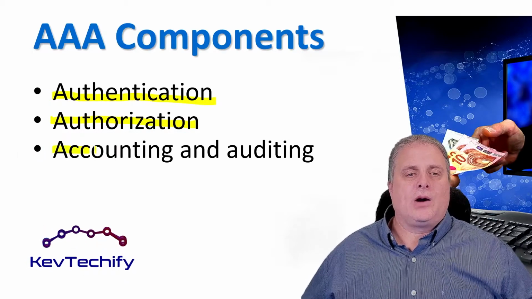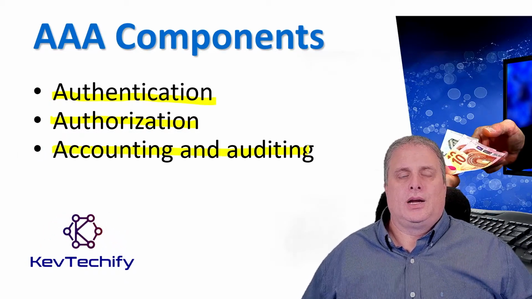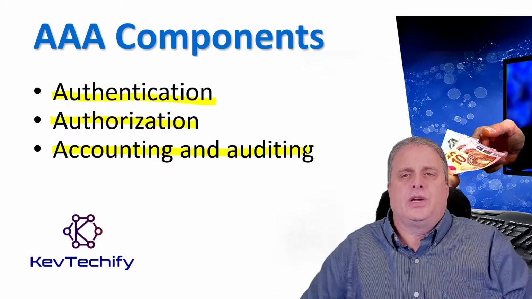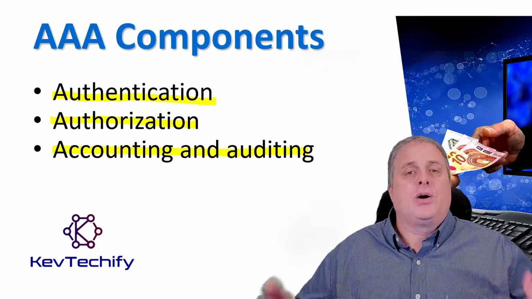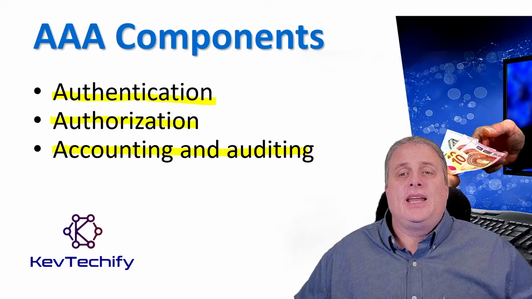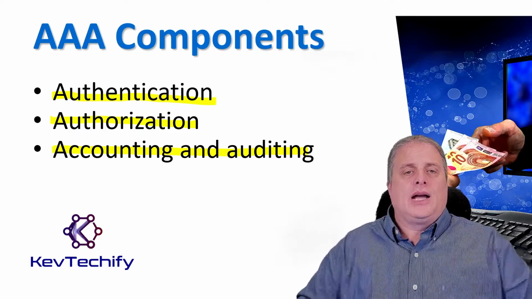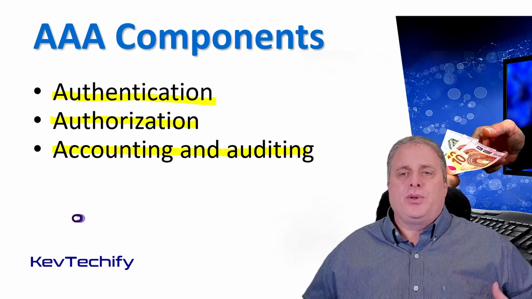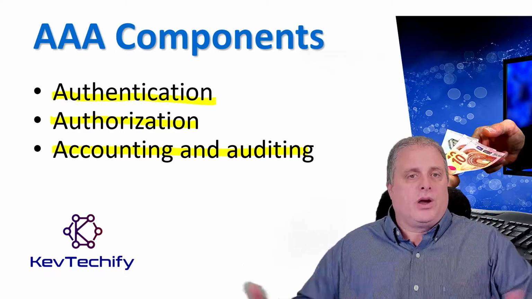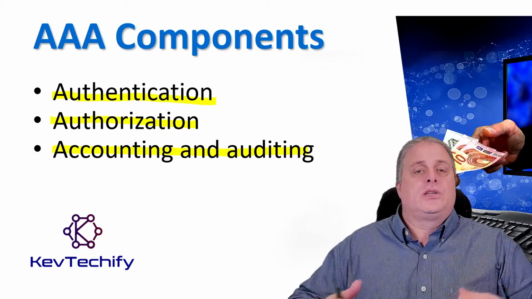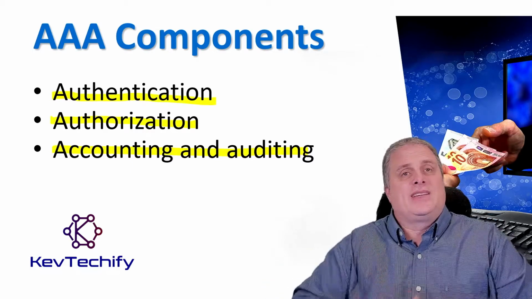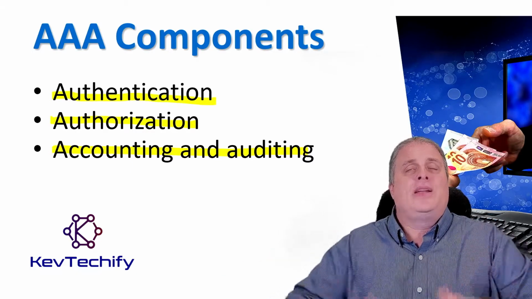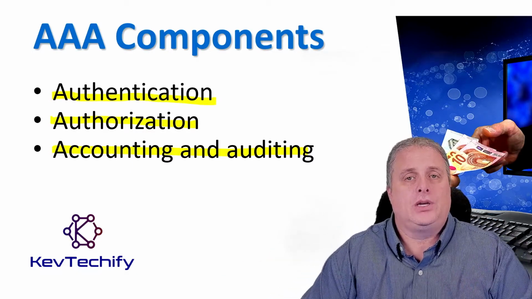And then we have accounting and auditing. Accounting records what the user does, including what is accessed, the amount of time the resource is accessed, and any changes that were made. Accounting keeps track of how the network resources are used. An example here is the user that we're going to call student again, accessing host server XYZ using SSH for 15 minutes. That would be an example of what the accounting function does.